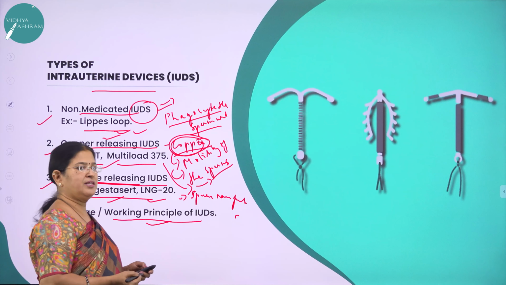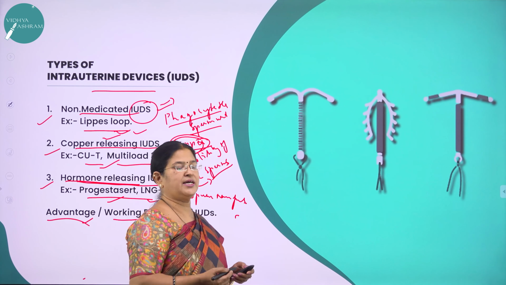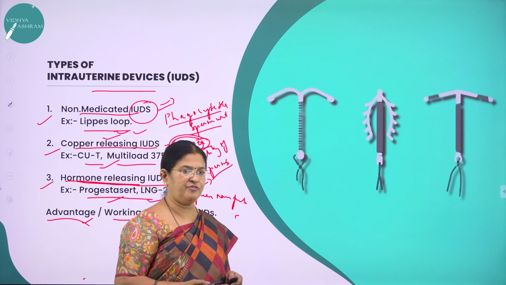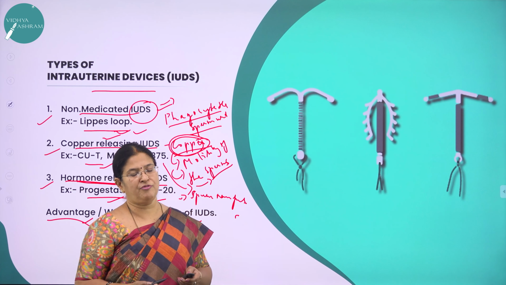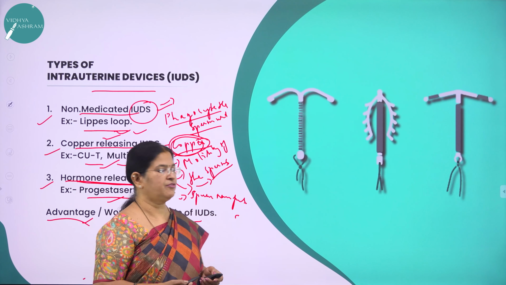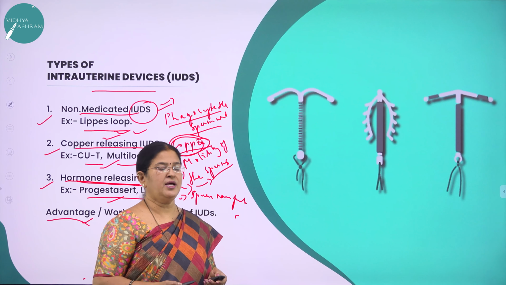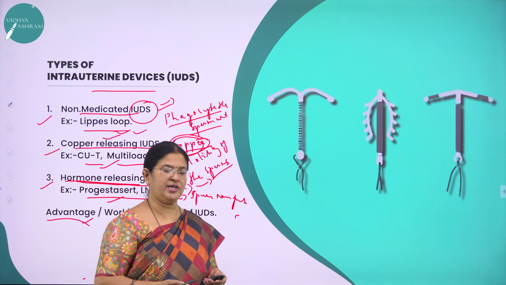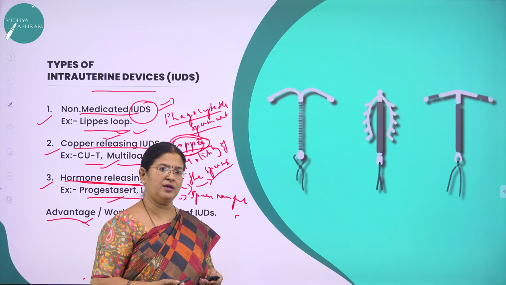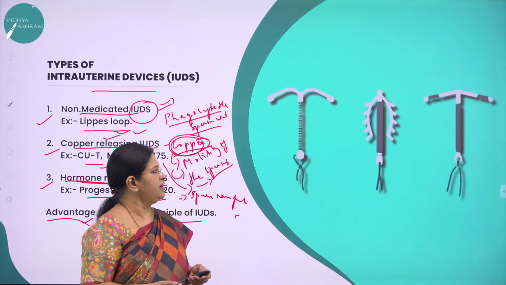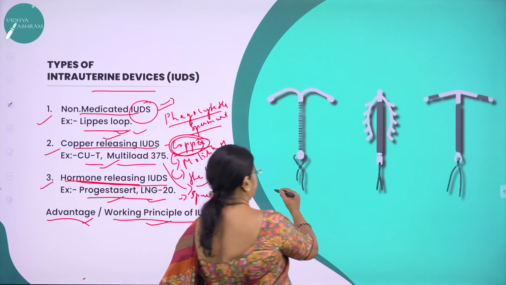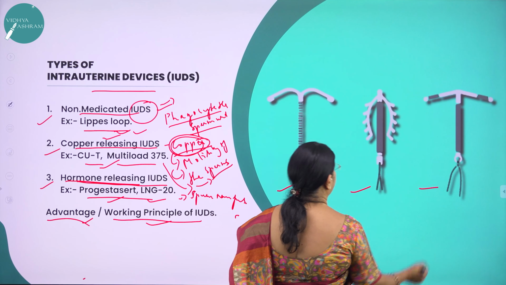So as I said, they are nothing but devices either in the form of a loop or a ring or a spiral, which might be made up of plastic or copper or even stainless steel, right. And here you can see the different types of intrauterine devices.